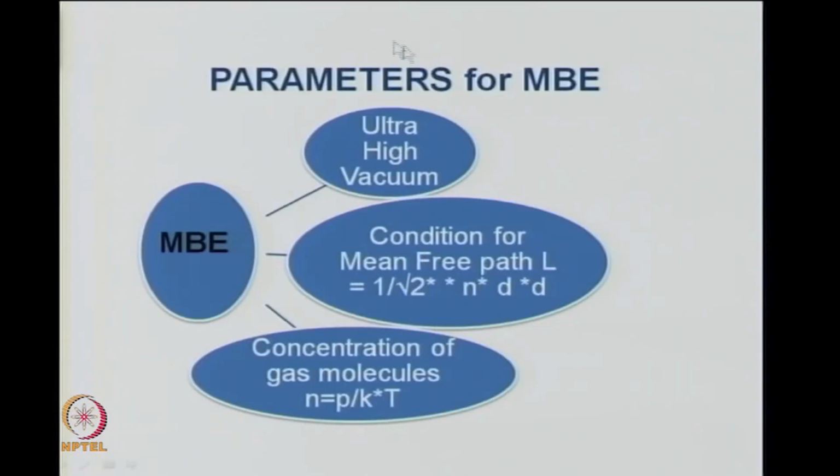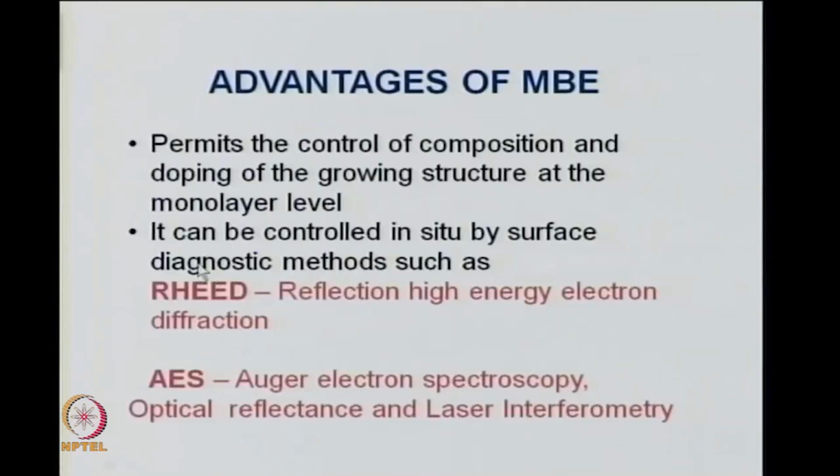So, the parameters for the molecular beam epitaxial method, or the MBE method: you need ultra high vacuum, and you need some conditions for the mean free path, which is given by the diameter and the concentration of gas molecules n, and by this equation, and the concentration of gas molecules of course depends on the pressure and the temperature. So, all these things need to be controlled when you control the MBE process.